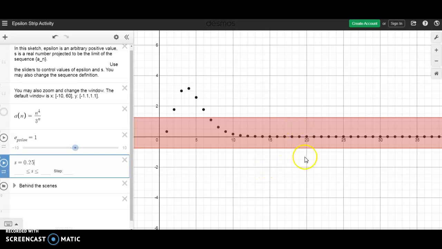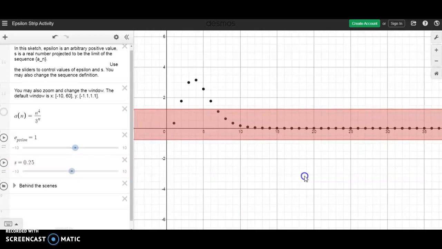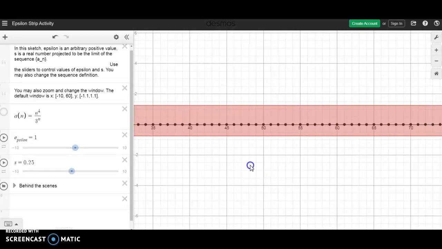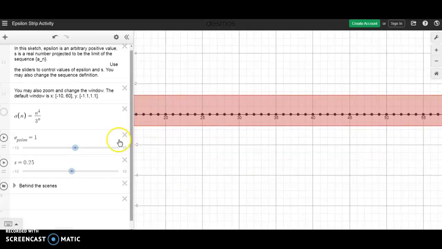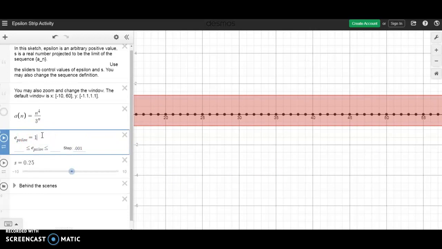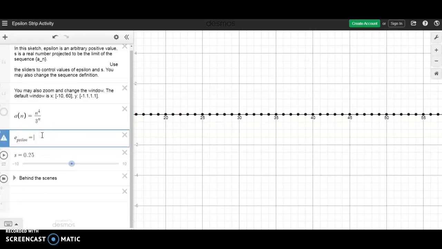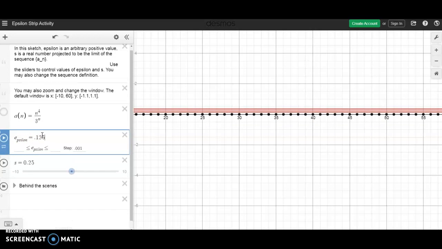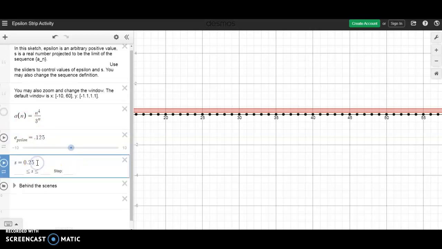And if we start with epsilon equals 1, according to this, we have convergence in that we are in the epsilon strip. But if I make epsilon less than the 0.25, like 0.125, then we see, nope, that's not going to work. That's going to fail. Okay, well, it told me to use S, so we're going to go to 0, which would be the obvious choice for this thing. Certainly appears to converge to 0.